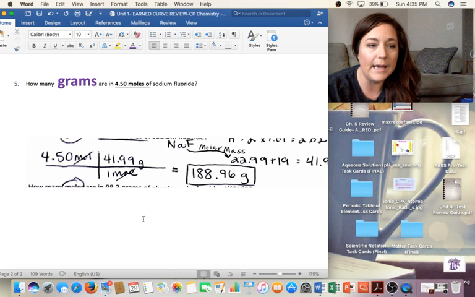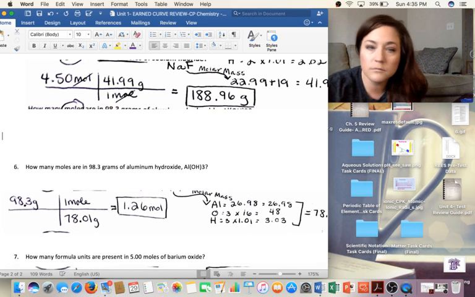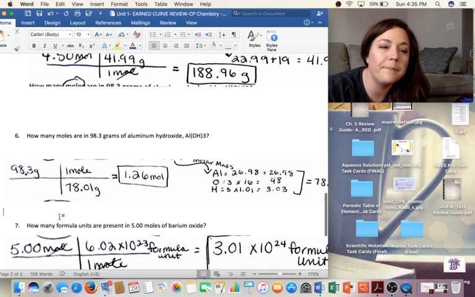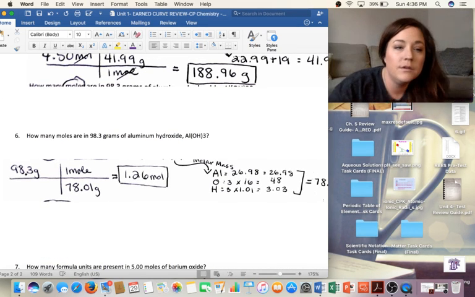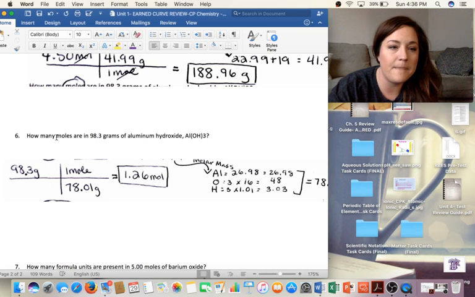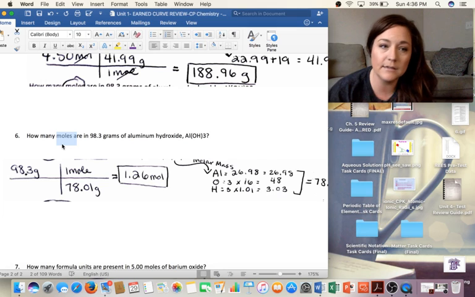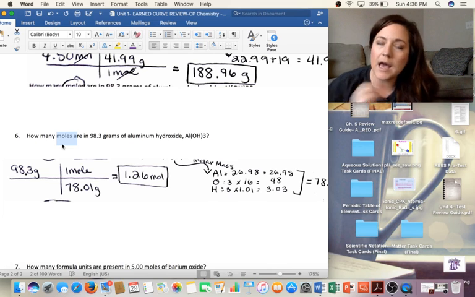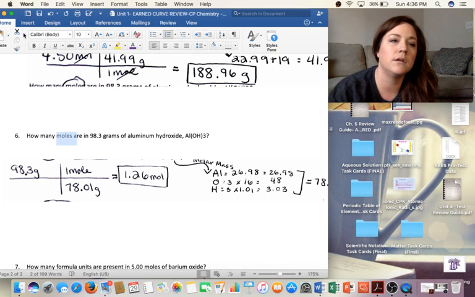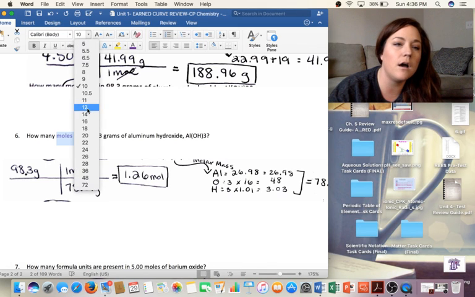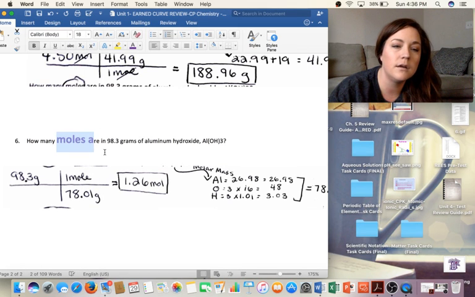Number 6, here we go. All right. So with this one, they are asking how many moles. So they asked me right there, how many moles? So that is our given.